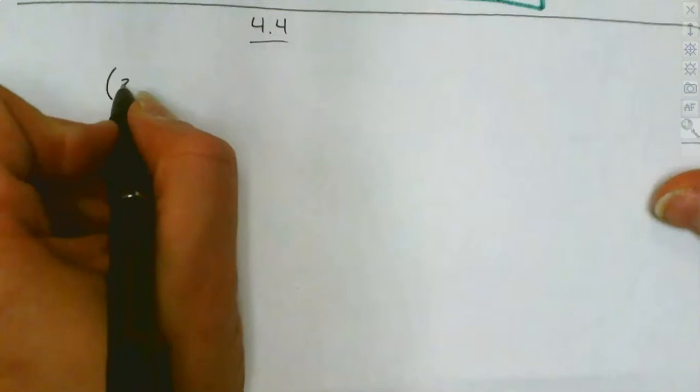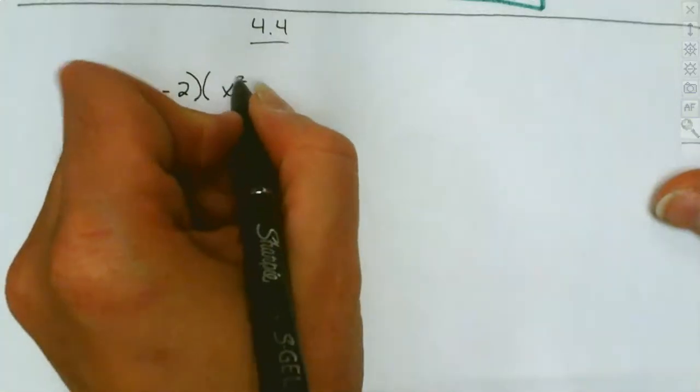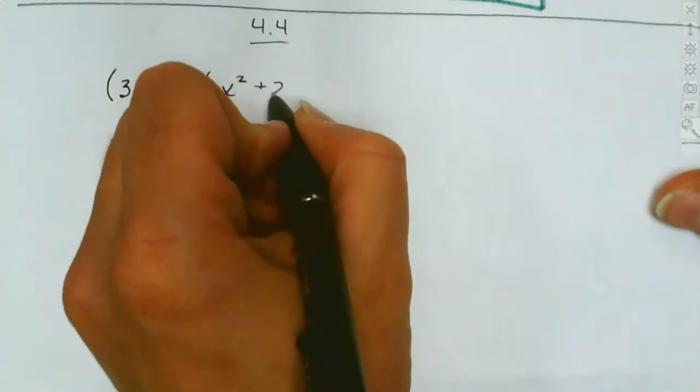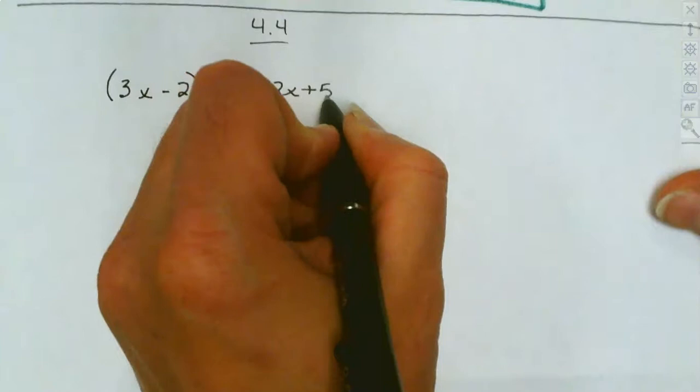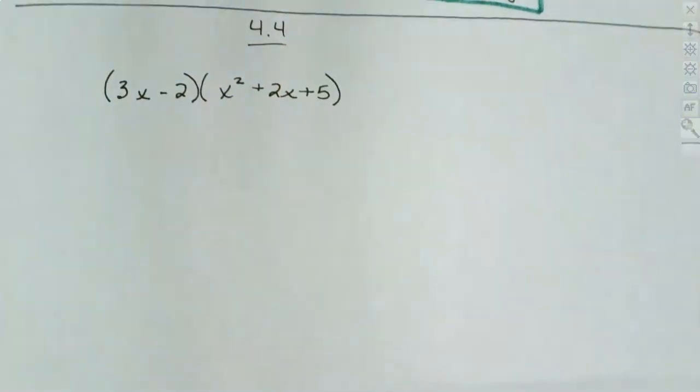So here's one. We'll start off with an easier one, and then we'll slowly progress up to more difficult ones. But here's one that we can't FOIL. Let's say we've got 3x minus 2 times x squared plus 2x plus 5. Now, why can't we FOIL?